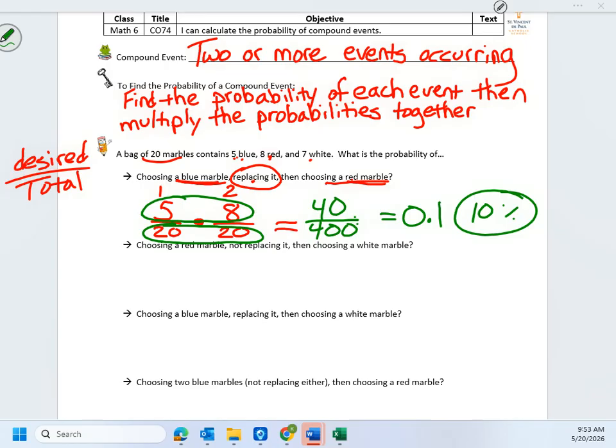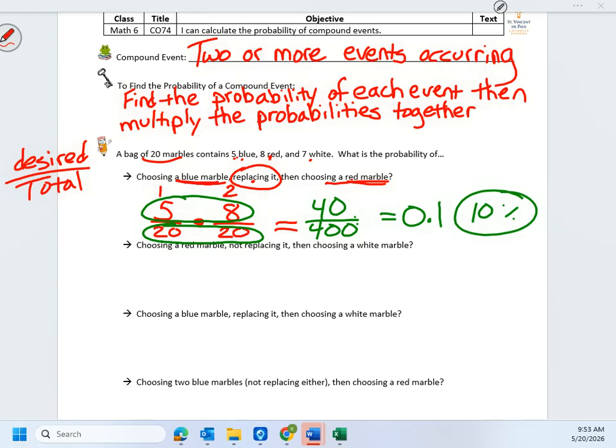Michael? Are we also doing likely or not likely? It does not say in the directions to do likely or not likely. You can think it in your head, but you don't have to write it. Let's do our next one. Choosing a red marble, not replacing it, then choosing a white marble. How many events do I have happening?